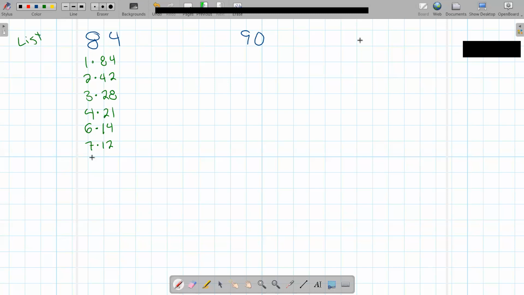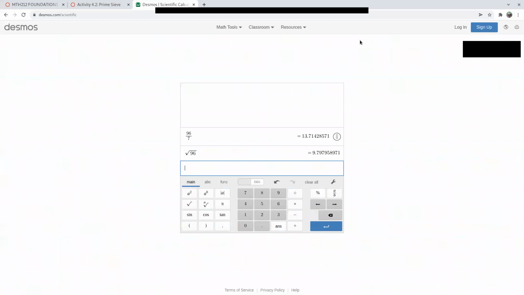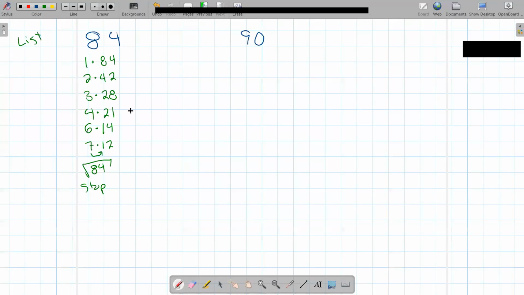If there's a long way between these two last factors, it's not a bad idea to whip out your calculator and take the square root, because that will also tell you when to stop looking. So let's just double check that since I have a calculator hanging out. The square root of 84 is 9.16. So we can stop looking at around 9 is what that tells us, which is right in between the 7 and the 12.